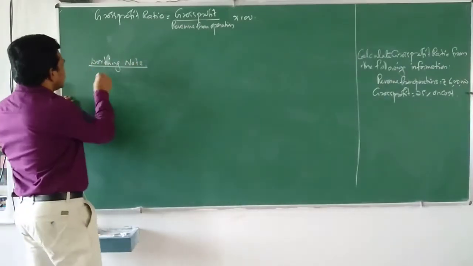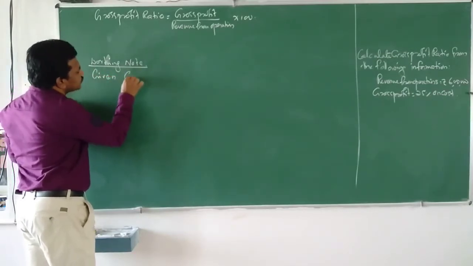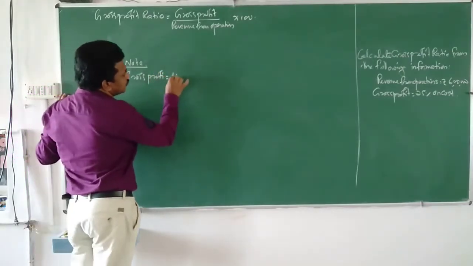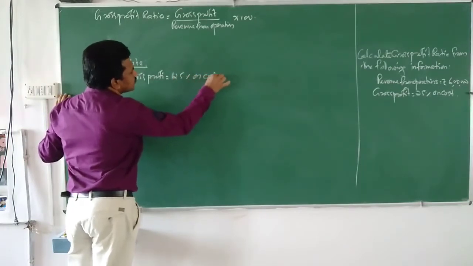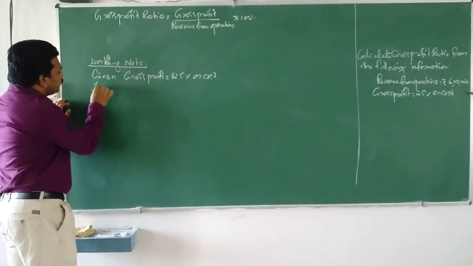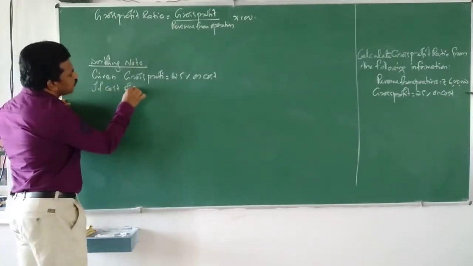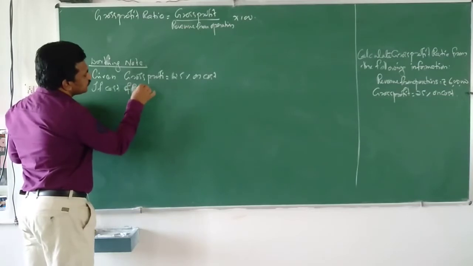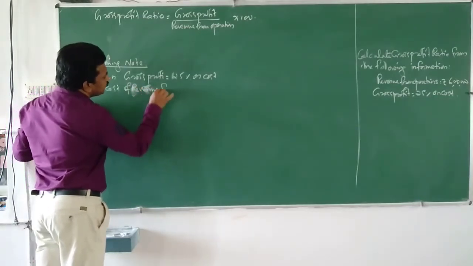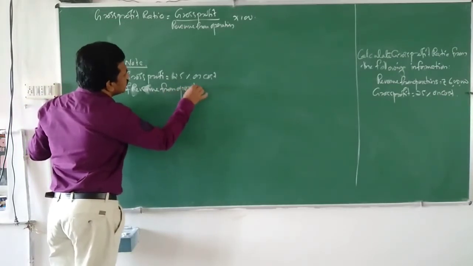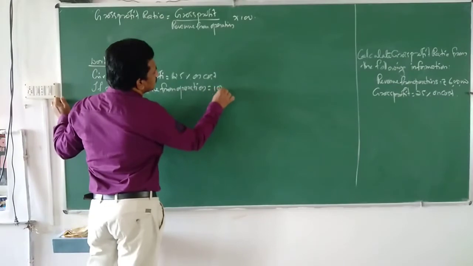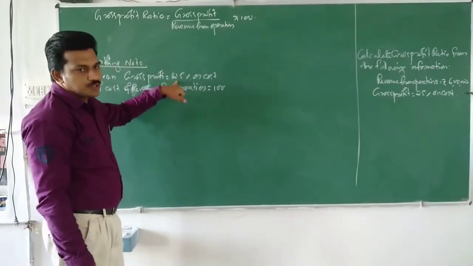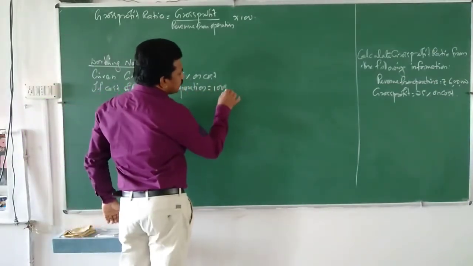See what is given? Given gross profit is equal to 25% on cost. What does it mean? If cost, that means cost of goods sold or cost of revenue from operation, is equal to 100, then 25% on cost means that if cost is 100, 25 is gross profit.